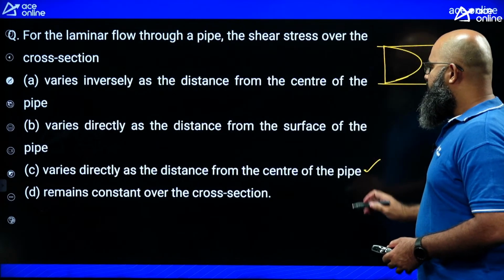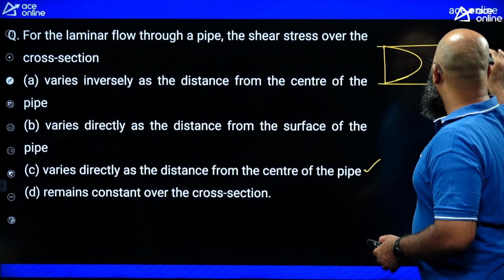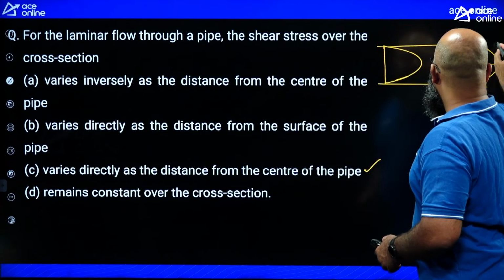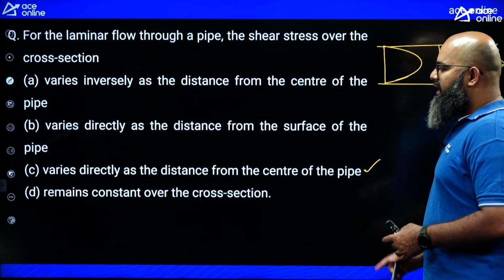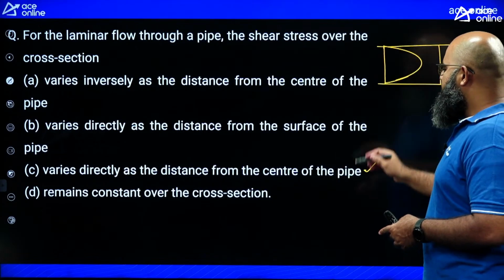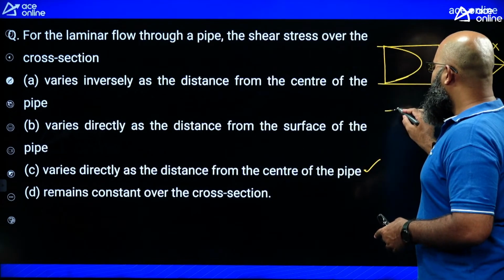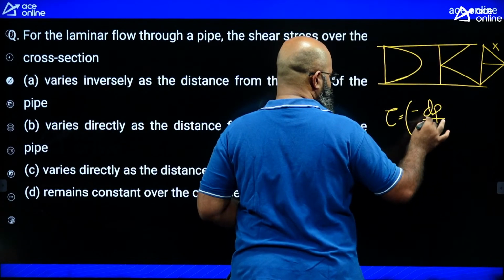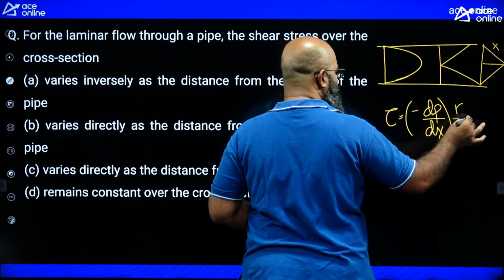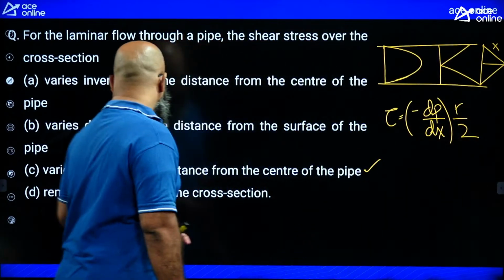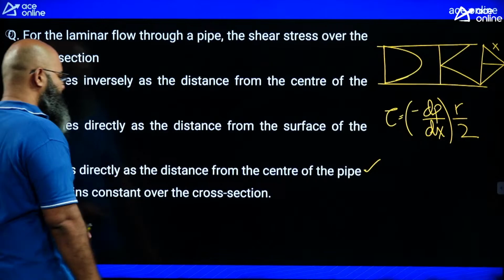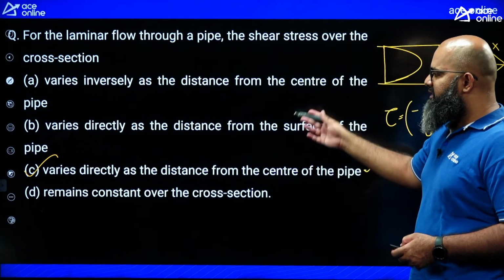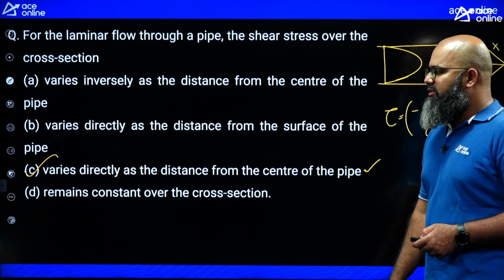This is correct. From the surface of the pipe basically means what? Surface of the pipe means it should be 0 at the boundary, maximum at the center. This is wrong. It is varying directly with respect to radius. Radius means distance from the center, because the formula for tau is, if you remember, minus dp by dx multiplied by r by 2. So the correct answer over here is option C. Good question, because B and C are looking similar, but the correct answer is option C.